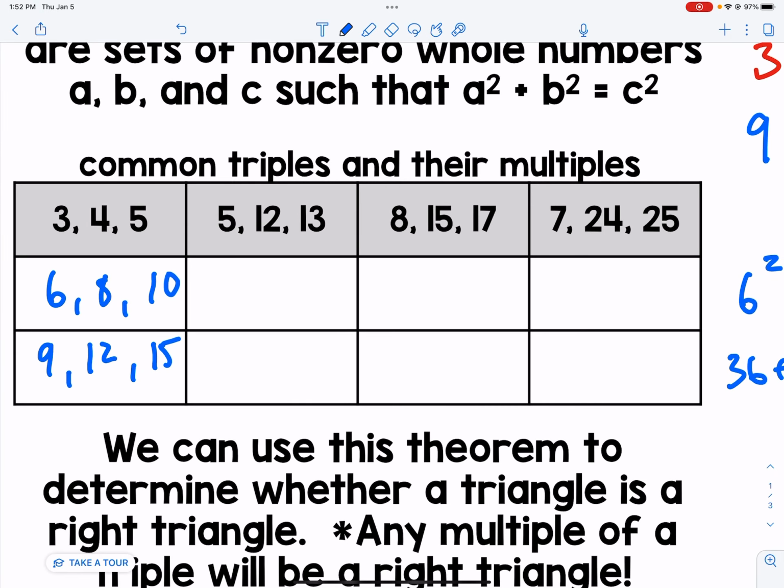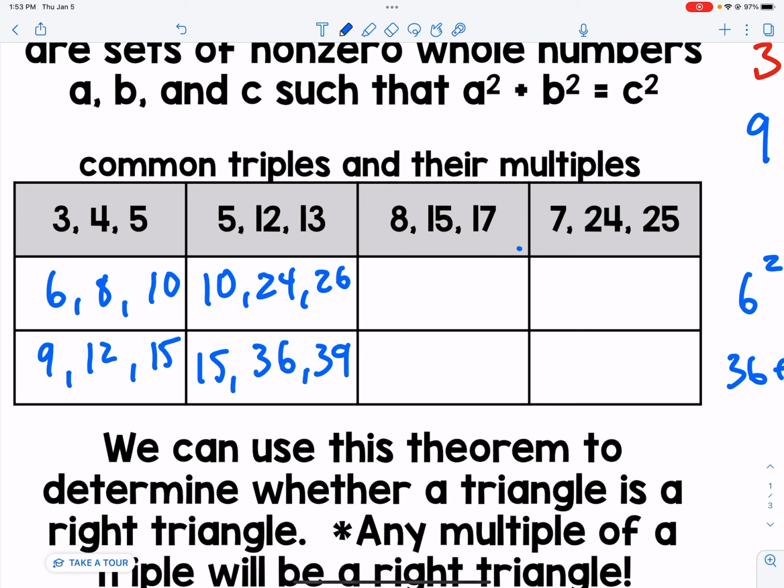Moving on to the next one, 5, 12, 13. We also have their multiples of 10, 24, 26. We have 15, 36, and 39. The next triple is 8, 15, 17.